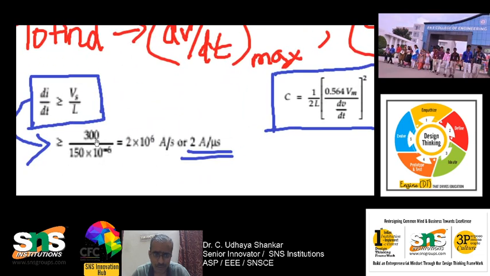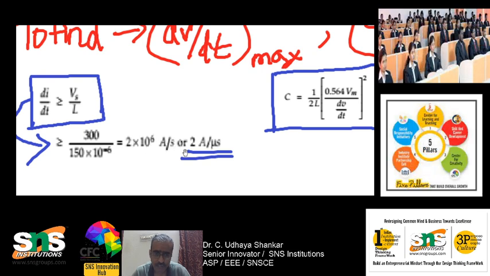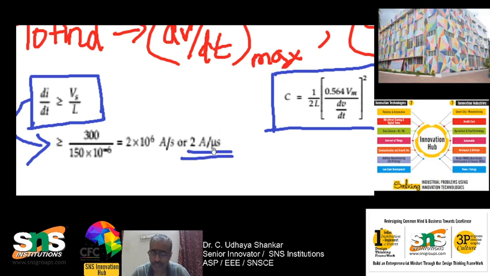Again I am going to substitute this. So 300 divided by 150 into 10 power minus 6. So you will be getting 2 into 10 power 6 amps per second. That is, 2 amps per microsecond. So in 1 microsecond, if a 2 amp rise is there, then that will damage that particular SCR.